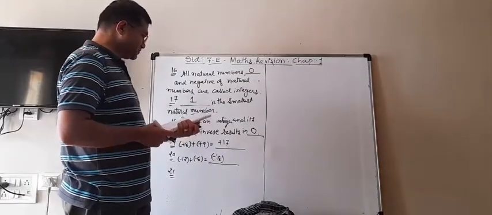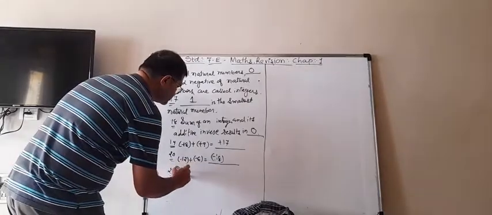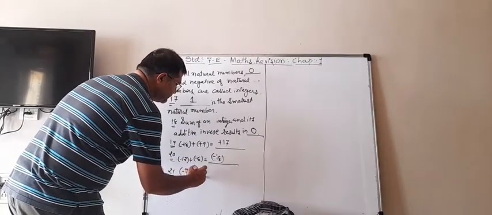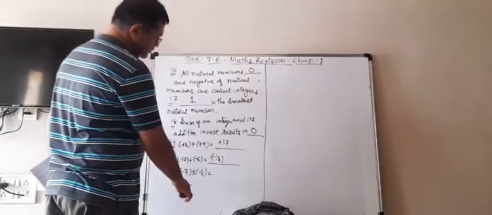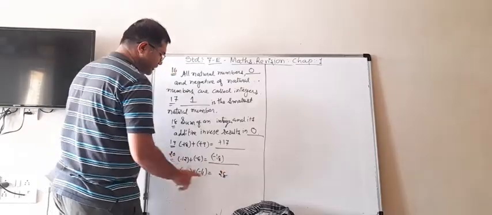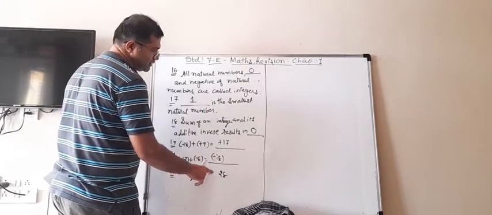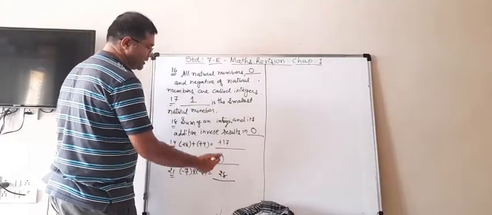Then 21st, minus 7 multiplied by minus 4. So now the multiplication will be 28, but now minus minus will be plus. So the answer is only 28, not minus 28.